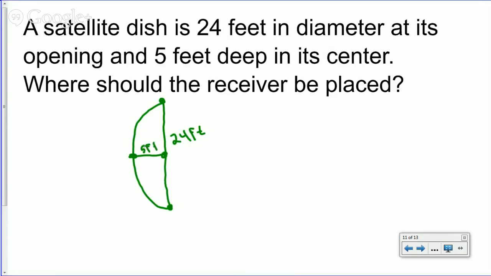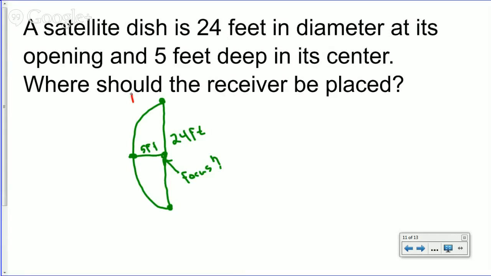Okay. Where's the receiver going to be placed? Well, it's going to be placed at the focus. But I don't know that this point is the focus. If I knew that this 24 feet was the latus rectum, then I would know that that's the focus, but I don't know.